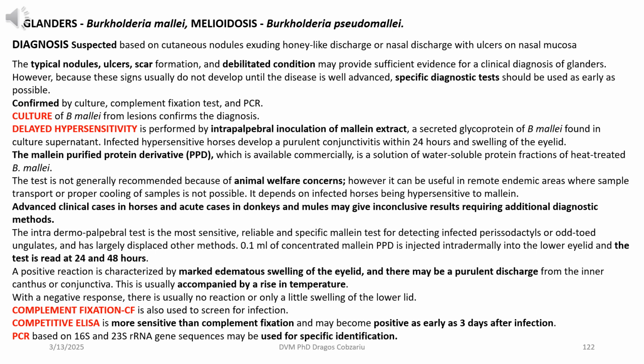Complement fixation, CF, is also used to screen for infection. Competitive ELISA is more sensitive than complement fixation and may become positive as early as 3 days after infection. PCR based on 16S and 23S rRNA gene sequences may be used for specific identification.